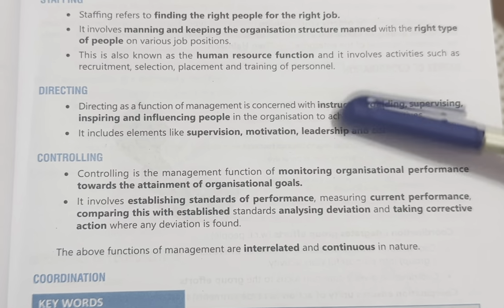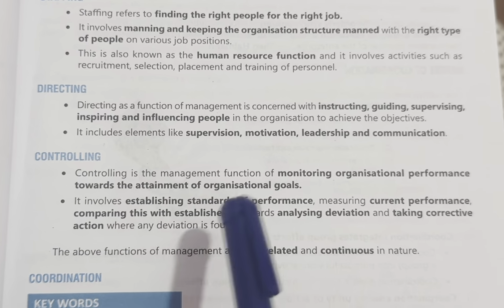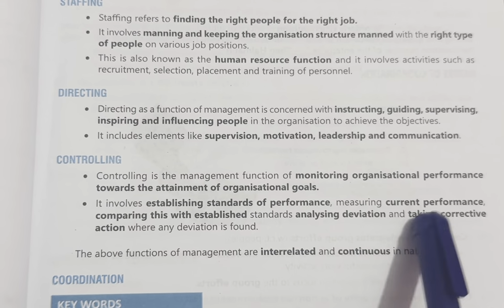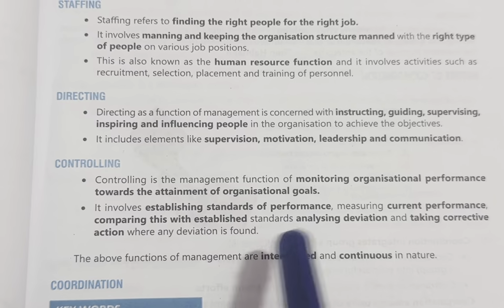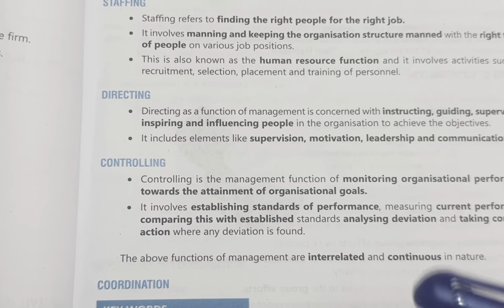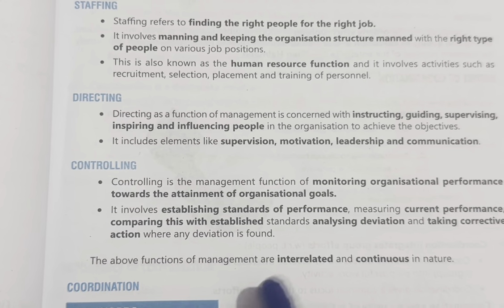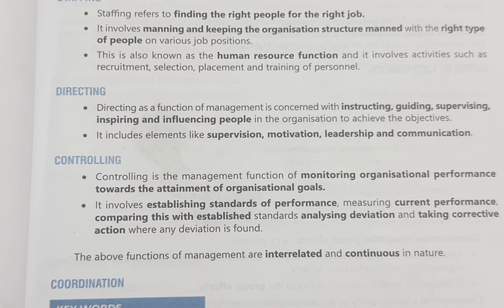So the above functions of management are interrelated and continuous in nature. Means after controlling, the performance is measured, and if any deviation occurred, then again the manager has to plan. So it's a continuous function. So the functions of management are interrelated and continuous in nature.